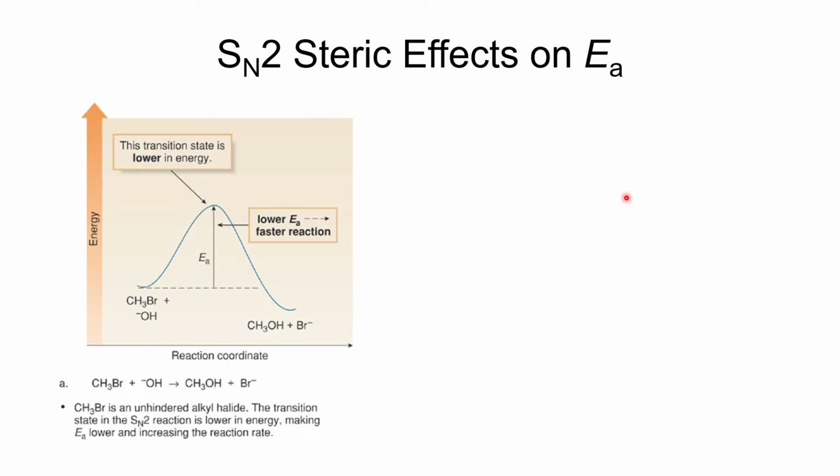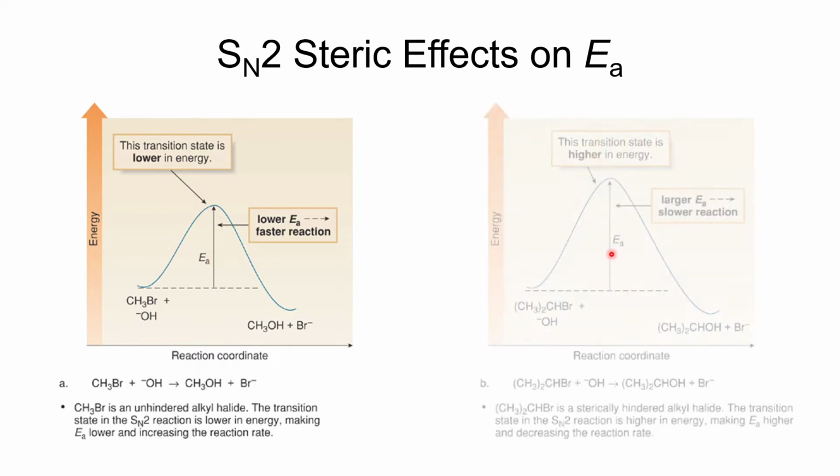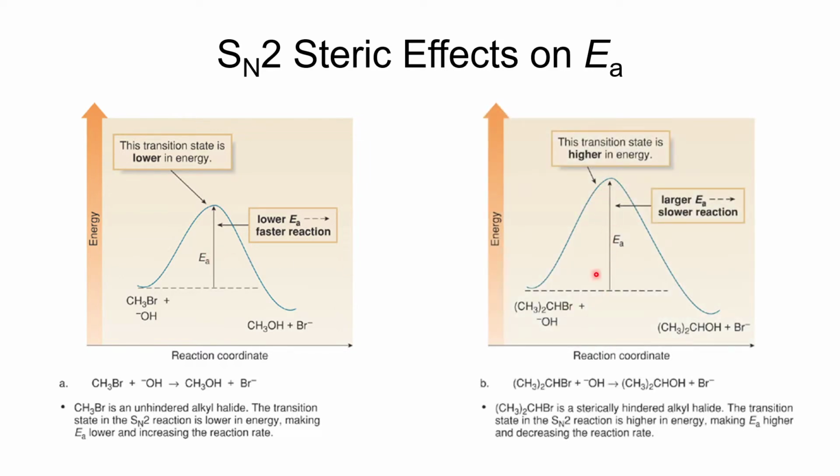So next we want to look at SN2 steric effects on the activation energy. Here we've got the methyl halide, the methyl bromide, and here is our transition state. It's relatively low. This doesn't really mean anything unless we put it next to our secondary alkyl halide and its transition state. You'll see that the transition state is higher in energy than the transition state for the methyl, and that gives it a larger activation energy, which means this reaction will go much slower. So the more substituted, the higher that transition state energy, and the larger the activation energy is going to be.